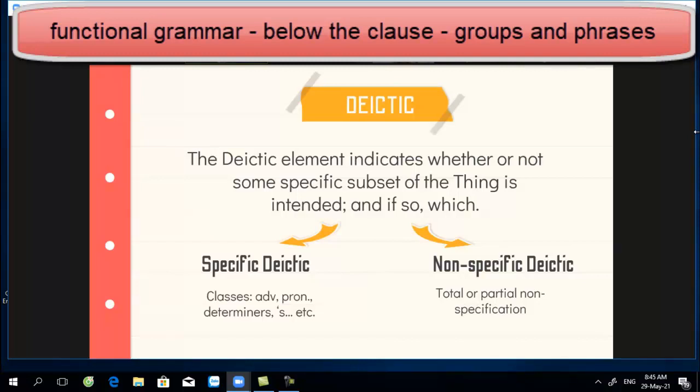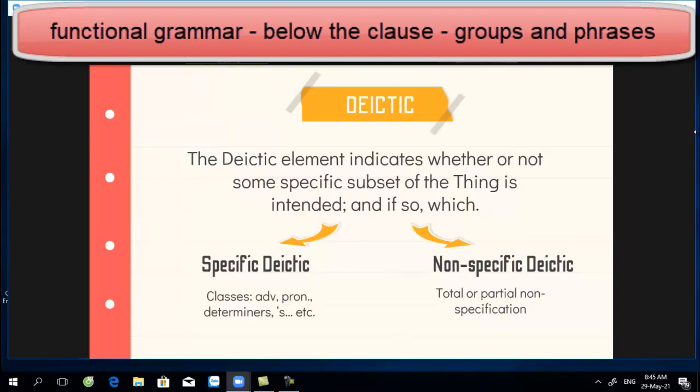So we have two types of deictic, specific deictic, including adverb, pronoun. Okay, please, would you mind talking more loudly? Speak up, please. So there are two types of deictic. So can you hear me clearly? Yes, I can hear you.